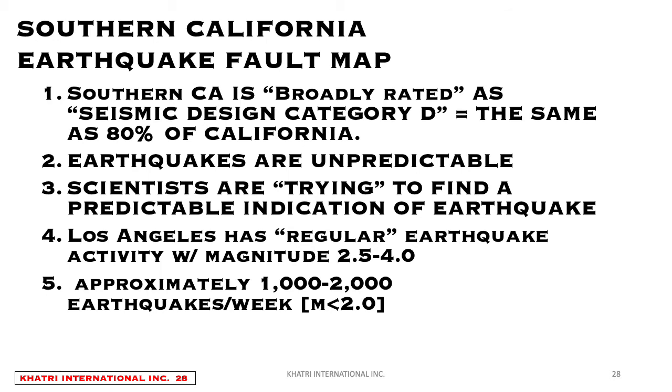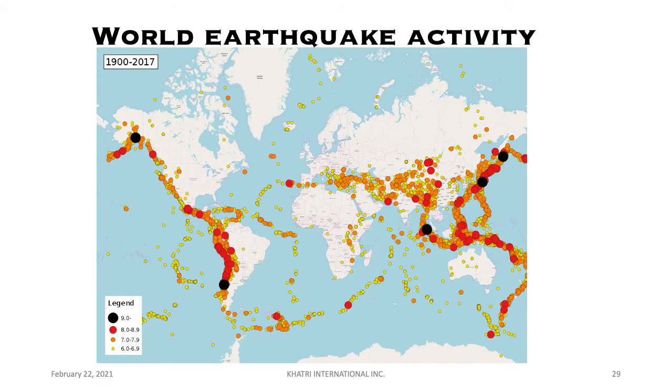Los Angeles has regular earthquake activity, just like San Francisco. We probably have somewhere between 1,000 to 2,000 earthquakes a week, which are less than a magnitude 2. We have magnitude 2.5 to 4 more regularly than you would like to admit. So this is a constantly moving tectonic plate. People don't realize that, but it's highly seismically active. And it's happening all over Southern California.